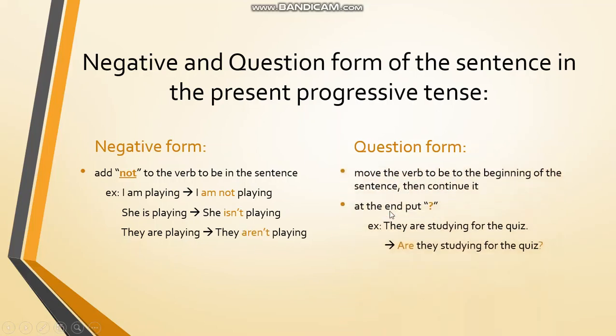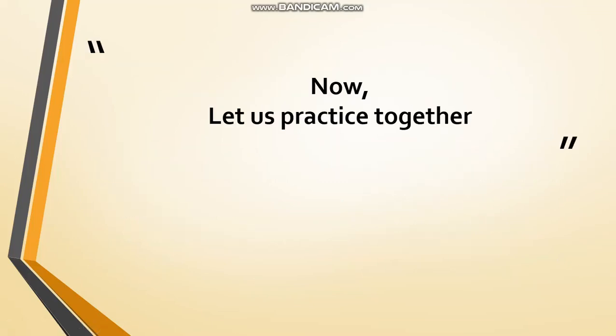And in the question form, I move the verb to be to the beginning of the sentence and then I continue it as it is and I just put the question mark at the end. They are studying for the quiz. I move are to the beginning. Are they studying for the quiz? And I put a question mark. Now let's practice together.